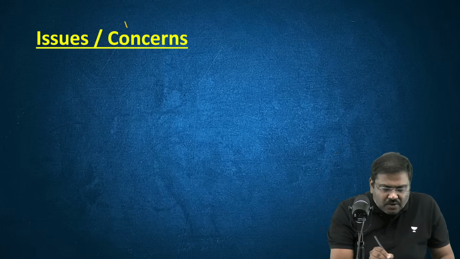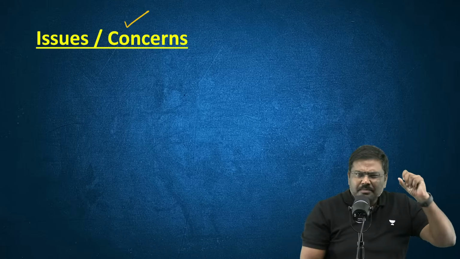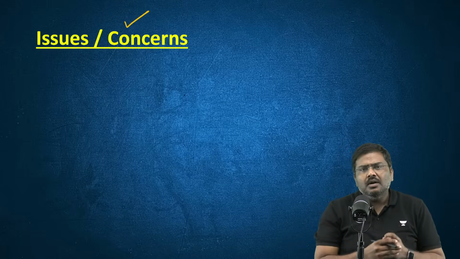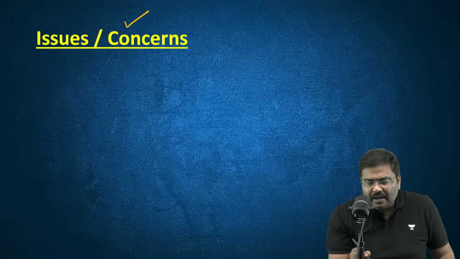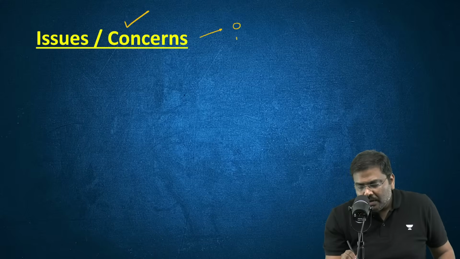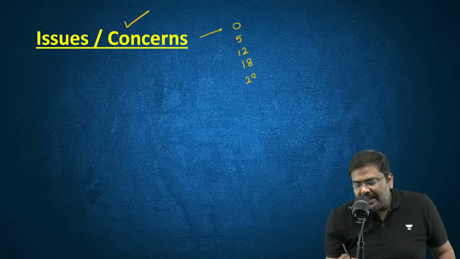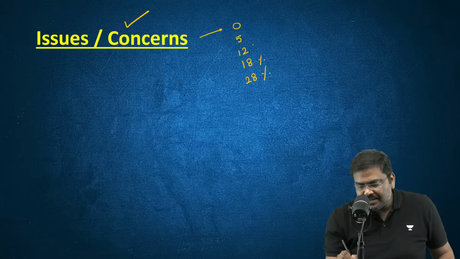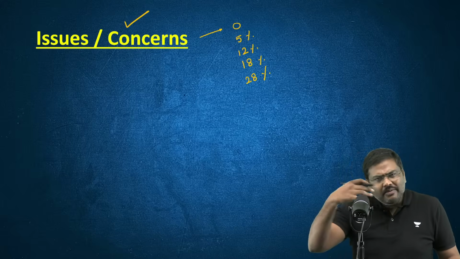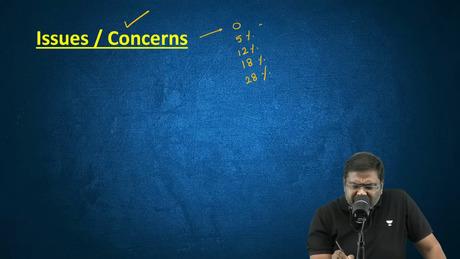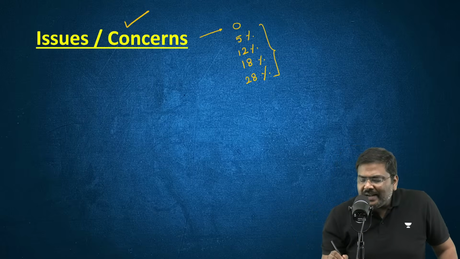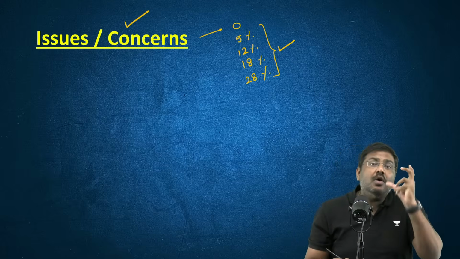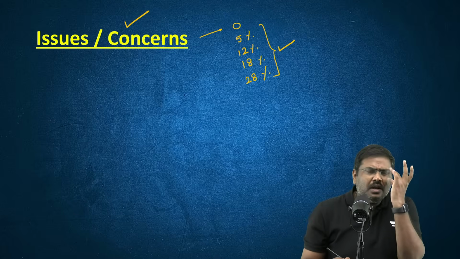Okay, let's go forward. So this was the model of GST implemented. What is the issue with this kind of model where we had 0, 5, 12, 18 and 28% GST rates? These are the most important GST rates. First and foremost, why did government adopt this kind of model? Why did we go for this model?